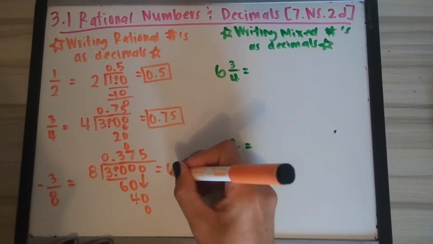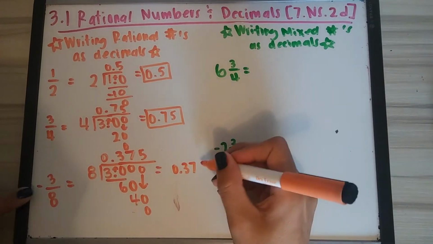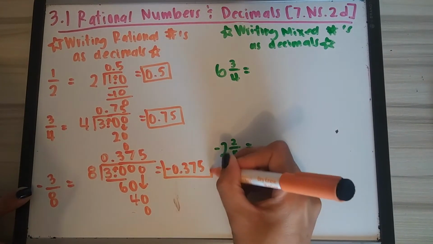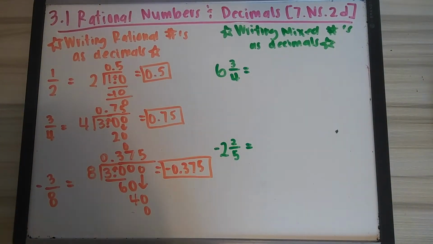So then that equals 0.375, and it was a negative, so I'm going to keep it a negative. Because remember, in math, we don't change things, right? We just kind of manipulate them. So that's how we write ratios into decimals.